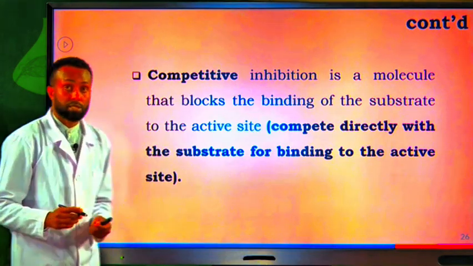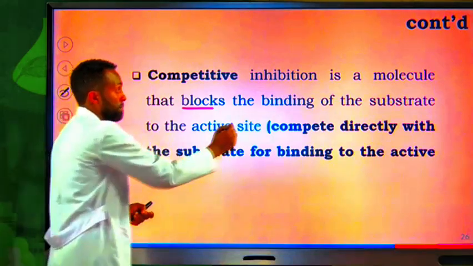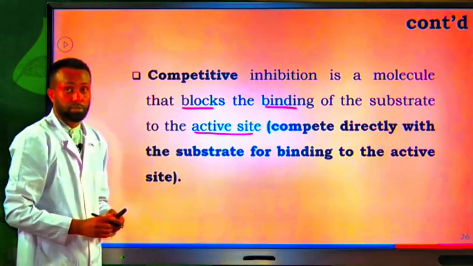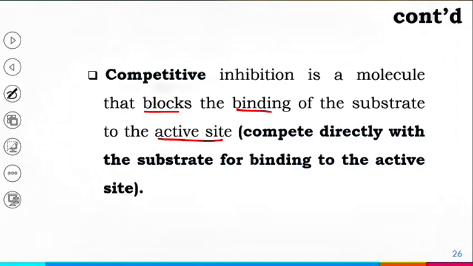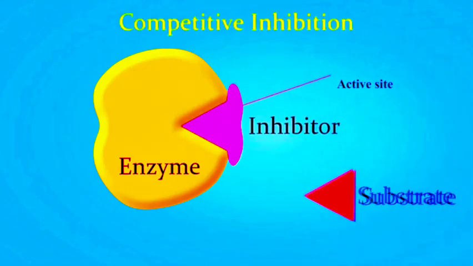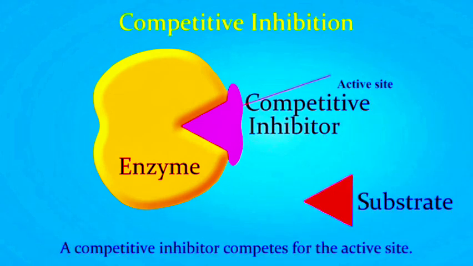Competitive inhibitor, as the word indicates, is a molecule that blocks the binding of the substrate to the active site. These active sites are the binding site for what? A substrate. So in case of inhibition, a molecule blocks the binding site of a substrate to the active site. Or in competitive inhibition, it competes directly with the substrate for binding to the active site. They compete directly with the substrate.